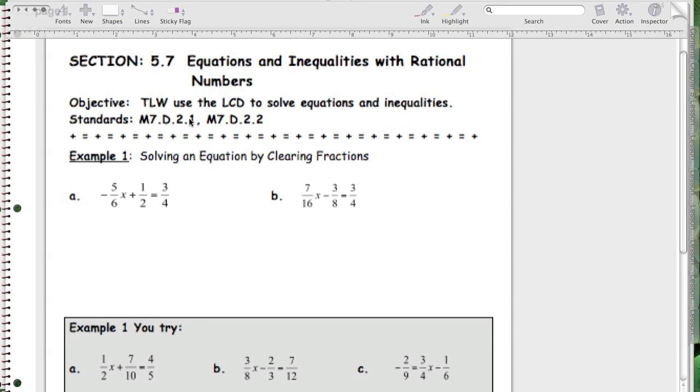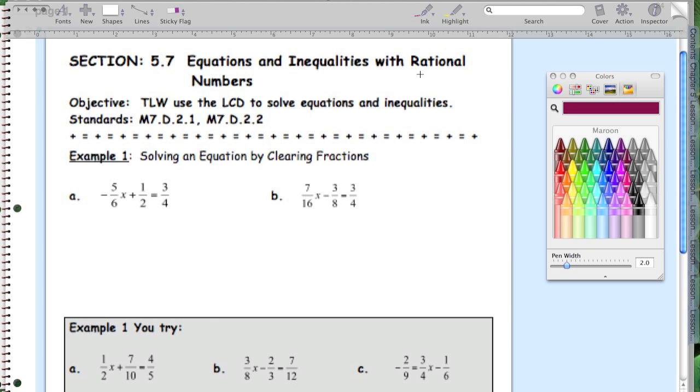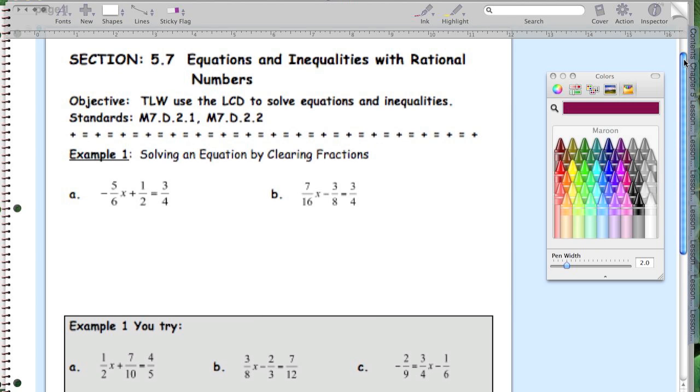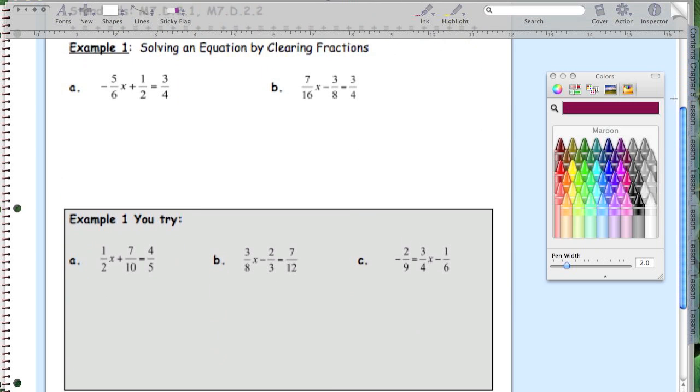Okay, let's take a look at section 5.7, equations and inequalities with rational numbers. In this lesson, we're going to look at an alternative way of solving equations that have fractions and decimals in them, as opposed to what we did last lesson. So first of all, we want to look at our denominators, 6, 2, and 4, and we are going to clear the fractions. That's what this lesson's about.